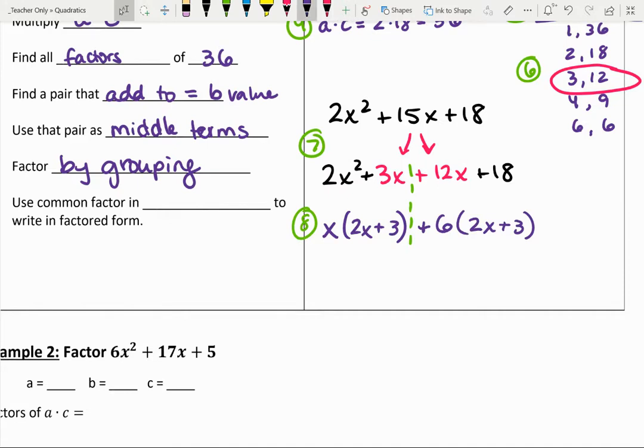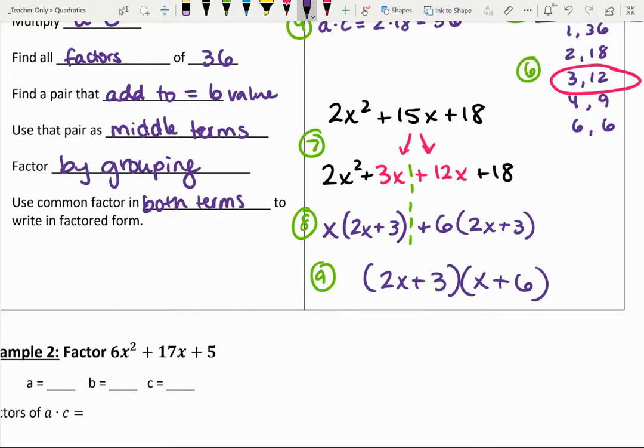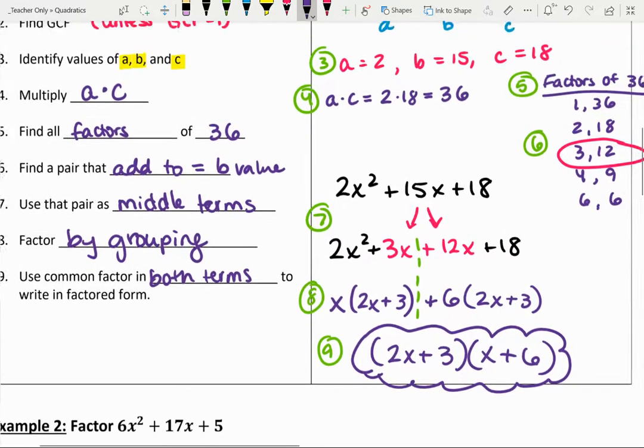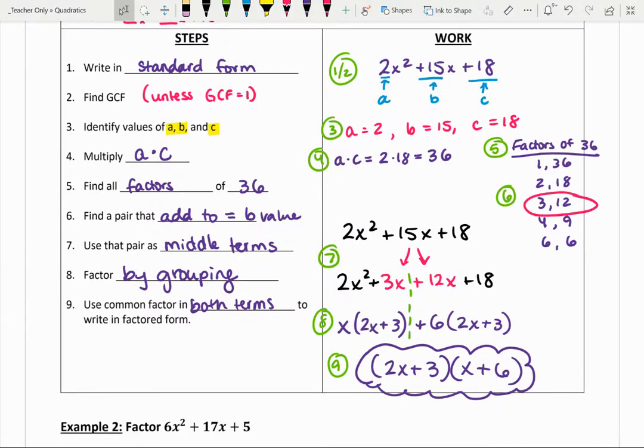And so that leaves really step 9. Just like we practiced before, we're going to use the greatest common factor in both terms to write in factored form. So our final factored form is going to be 2x plus 3 times x plus 6. So remember, we use the expression in parentheses, and then we take the values that we had factored out. Now, this was a lot, right? But if you trust me just a little bit, with a bit of practice, it gets easier, it gets more intuitive.